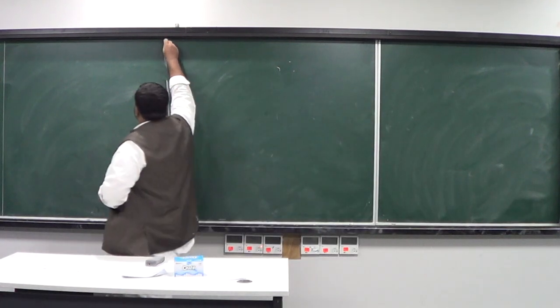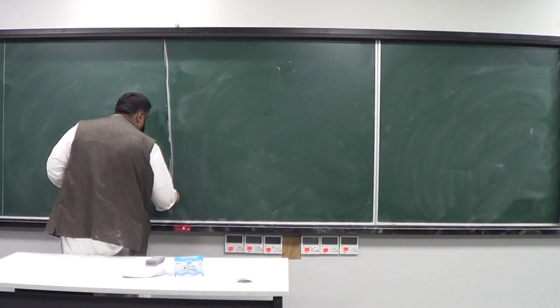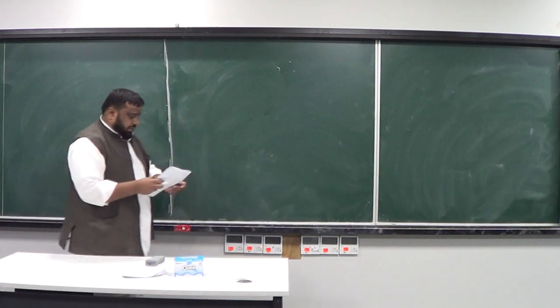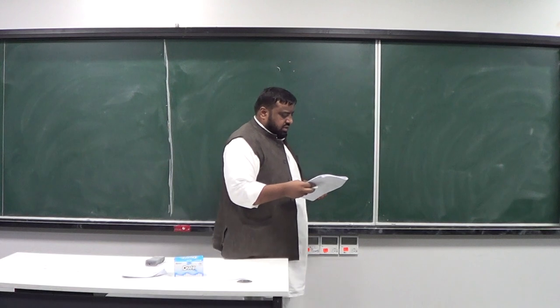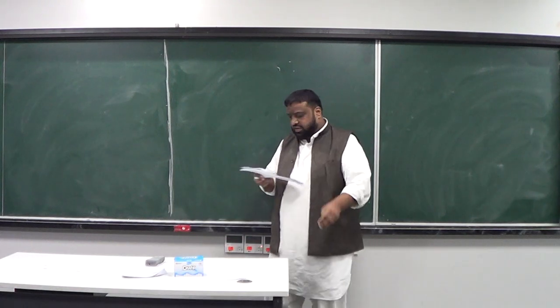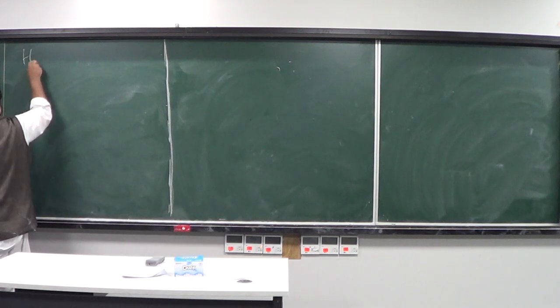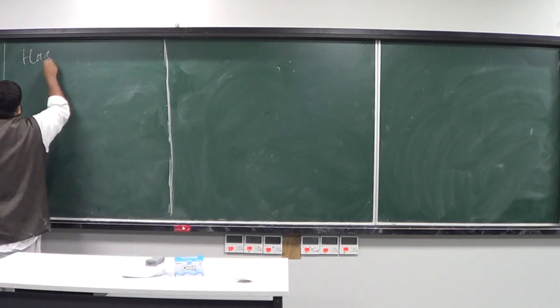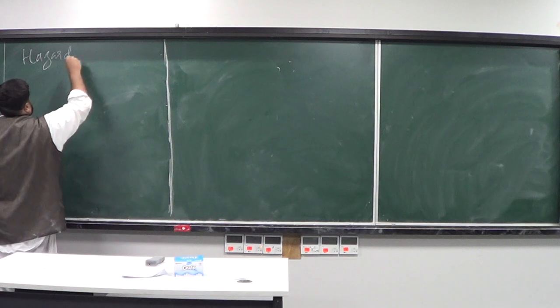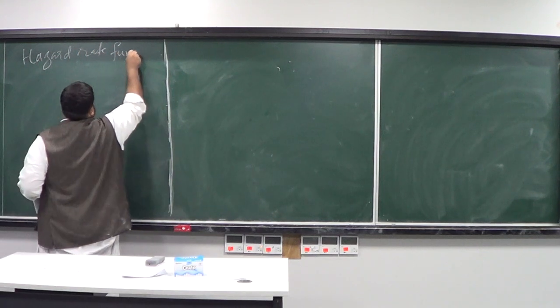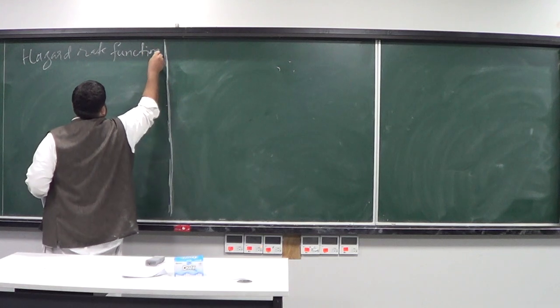Discussion for the continuous time random variable. So what I'm going to do is discuss an interesting function, the so-called hazard rate function. Hazard rate functions are very important, especially in survival analysis.